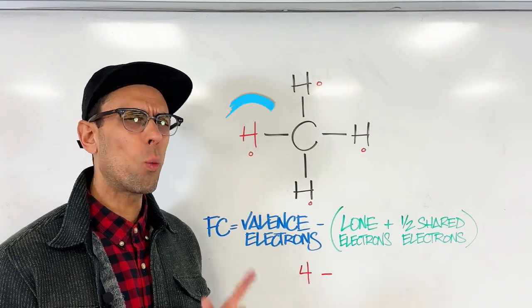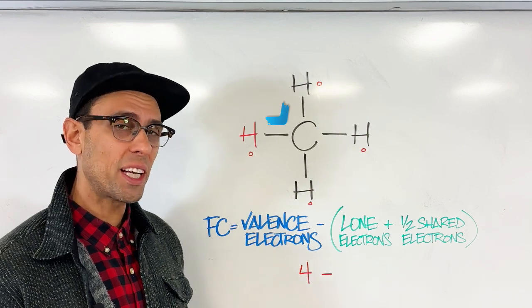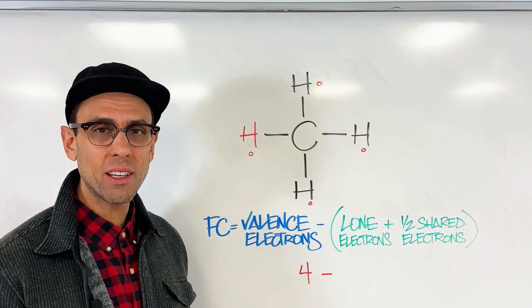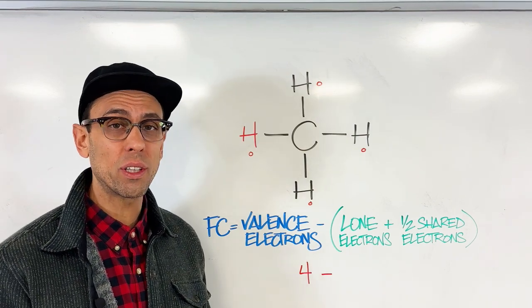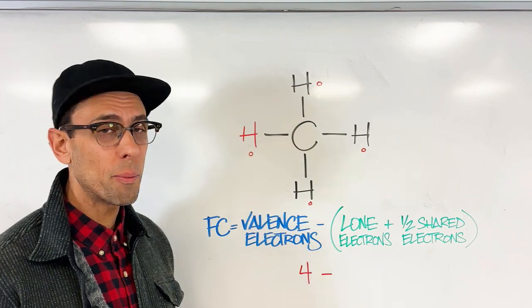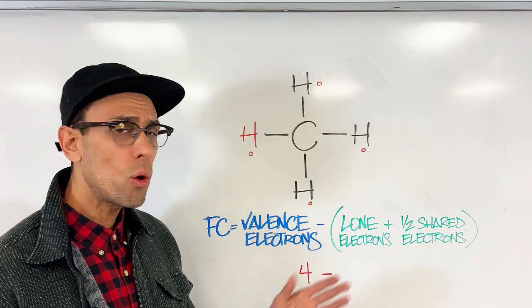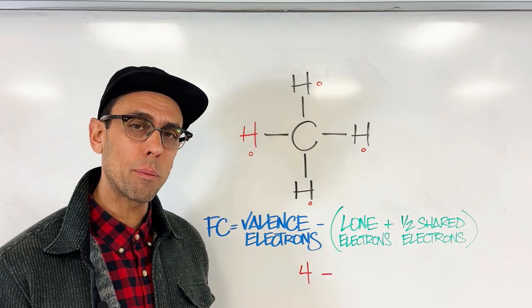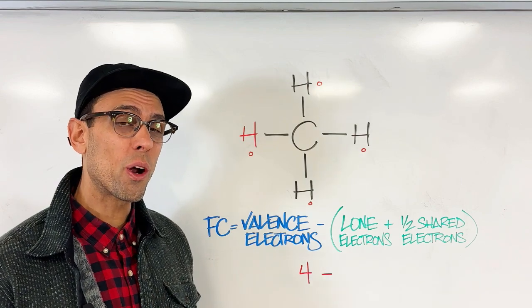All right, so what about that carbon? Well, we're going to take the same approach. To find its formal charge, we're going to start by asking ourselves, how many valence electrons does a carbon have naturally? And the answer is 4. Next, we're going to look at the carbon and what it's doing in the Lewis structure. Do we see any lone electrons around the carbon atom? In other words, any dots, lone pairs? The answer is no, there are 0.